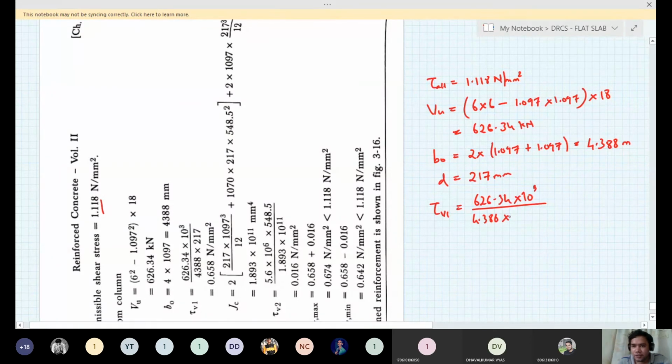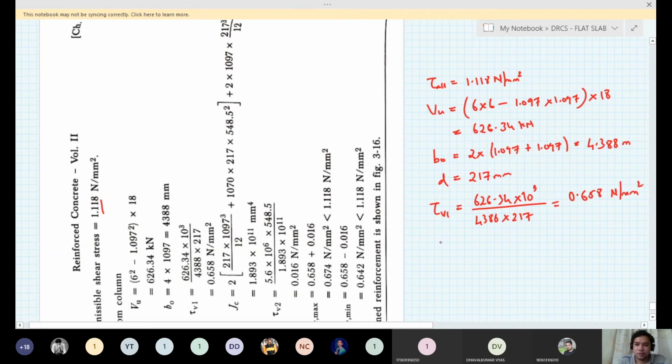Here you can convert this in mm also, so you will get it in Newton per mm square. So it will be 4388 into 217. This comes out to be 0.658 Newton per mm square. Okay, now this is the punching shear.